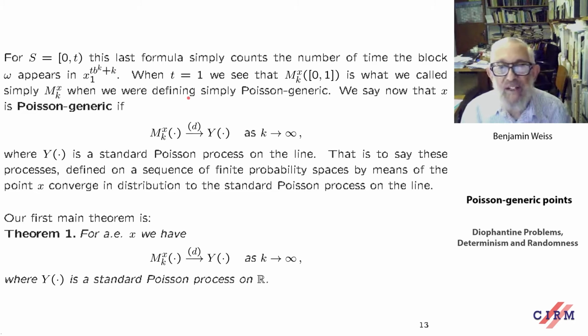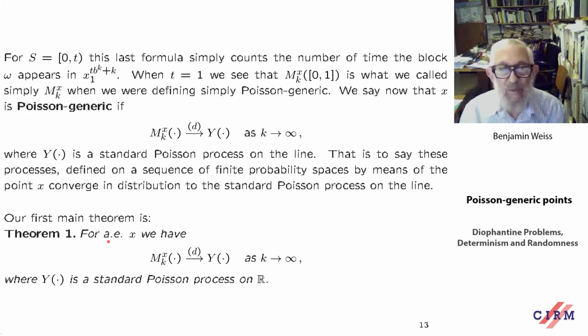I've said this already, and this was Poisson-generic. And the new definition is that we say it's Poisson-generic, not simply Poisson-generic, if we have convergence of these point processes to the standard Poisson point process on the line. This is convergence in distribution, and I'll soon give you a criterion. It may not be so clear what you need to do to prove that processes converge, but we'll see that on the next slide.